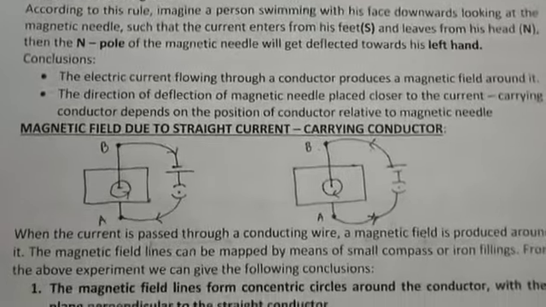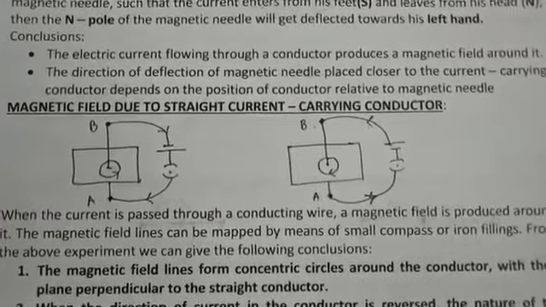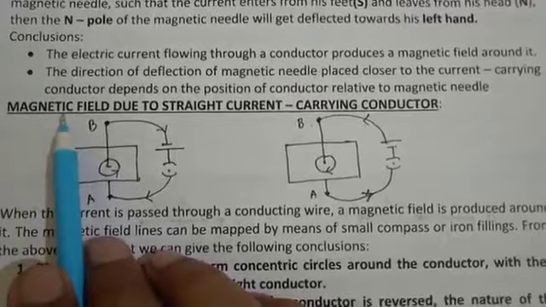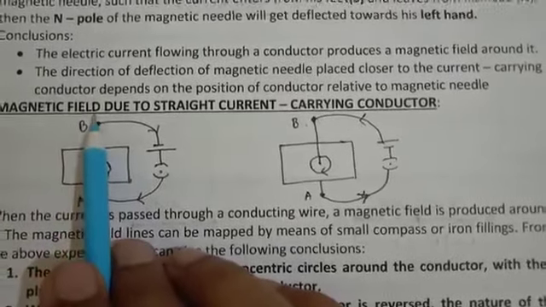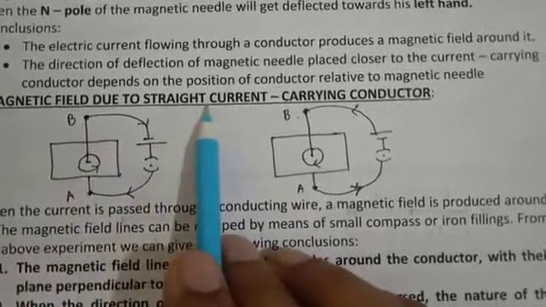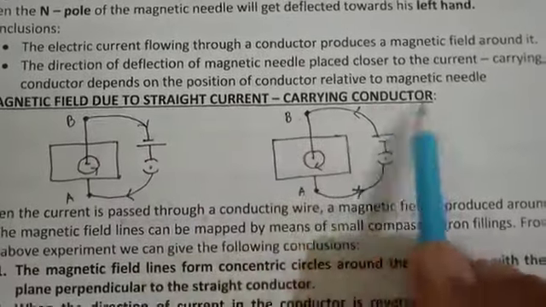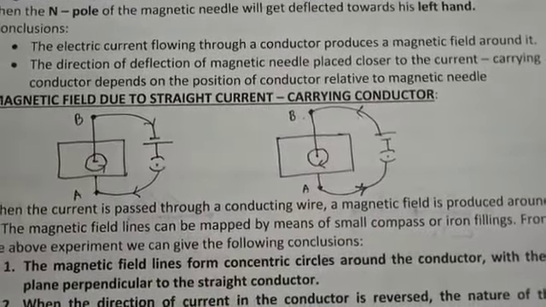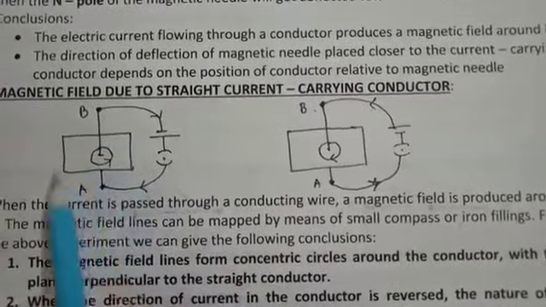Now moving forward, I take up the next topic. The topic is the magnetic field due to a straight current conductor. Now here we can see a diagram.